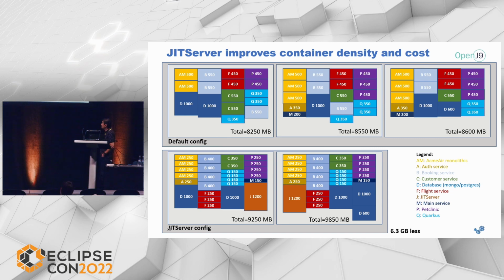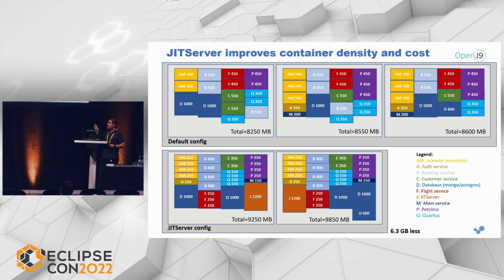So let's take an example. B550 represents the booking service, and it has a memory limit of 550 megabytes. These boxes were drawn to scale. This means that a bigger box is a container that uses a bigger memory limit.